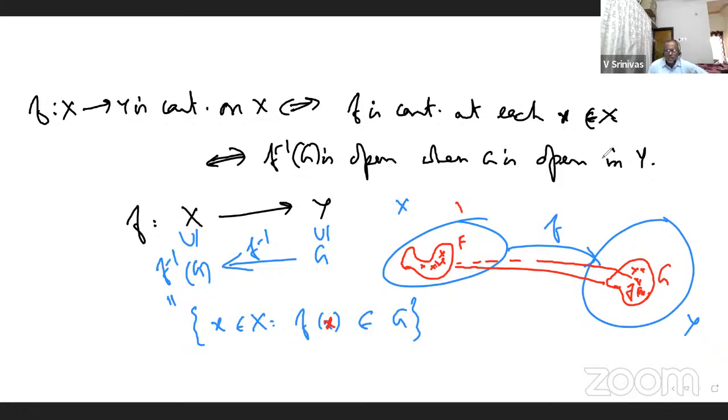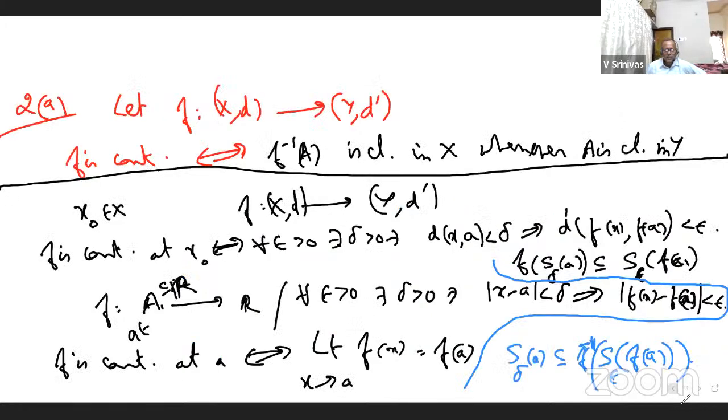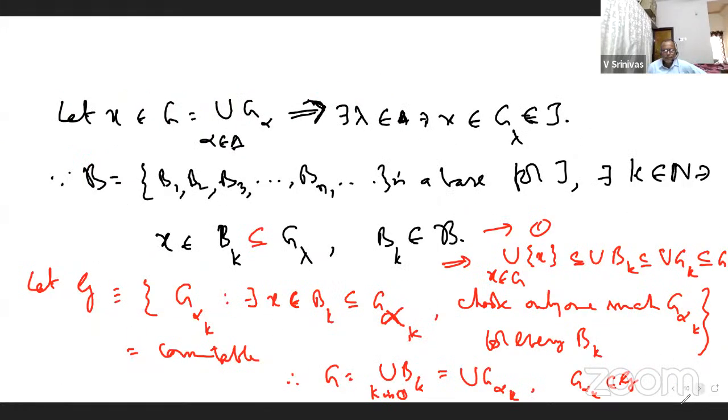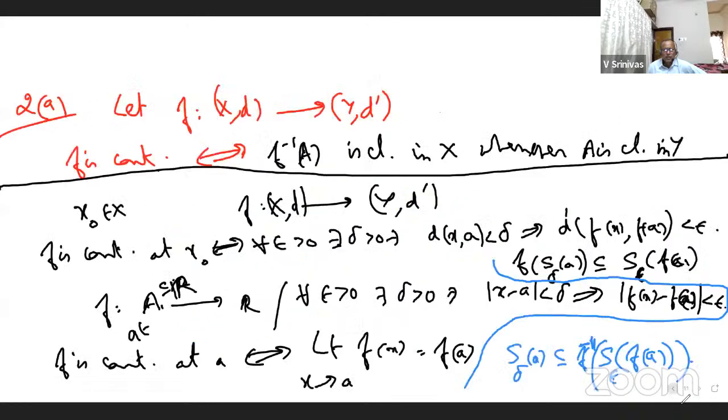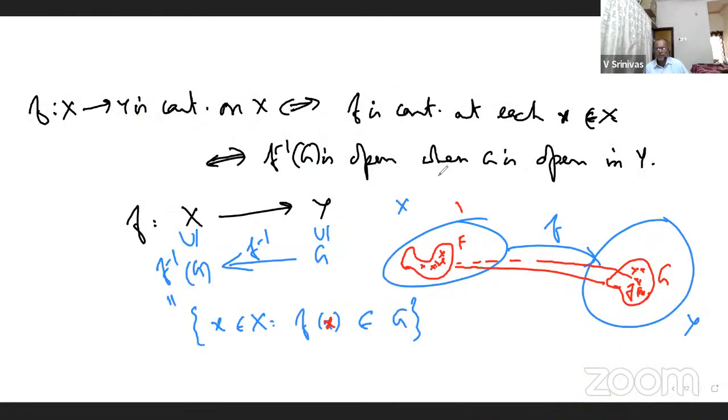So we'll use this property to answer this question. What is that question? Show that f inverse of A is closed in X whenever A is closed in Y. To answer this, I'll use this property, that f inverse of G is open whenever G is open. I'll use this to answer that question. Let me answer that question.